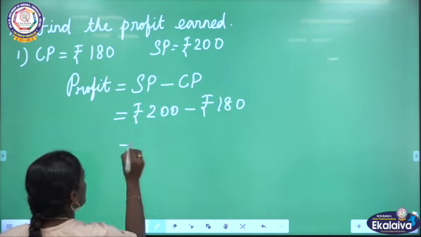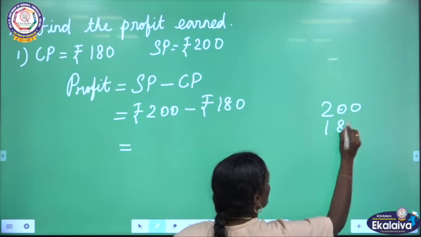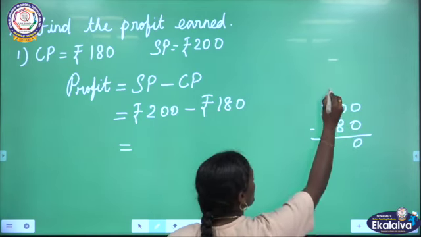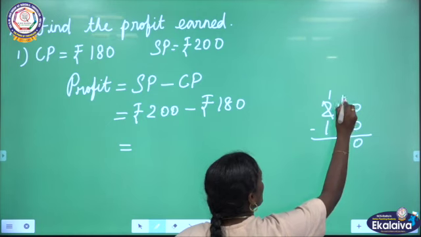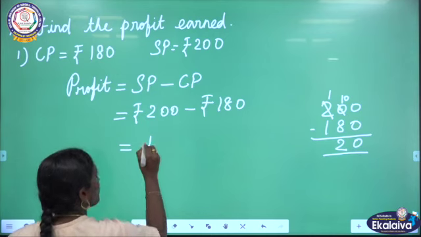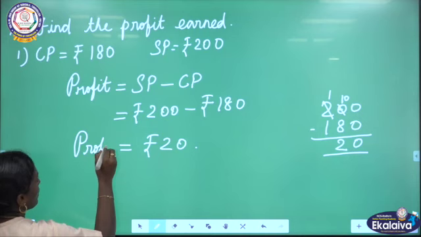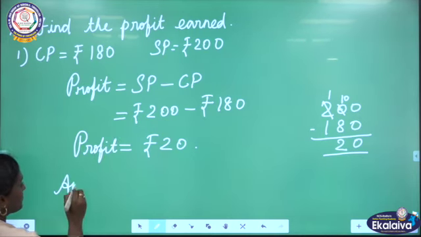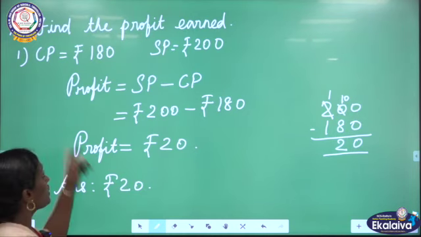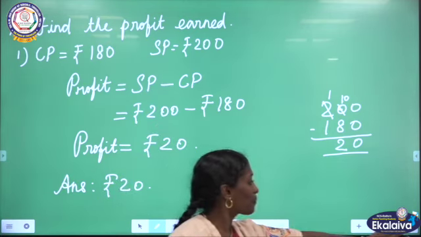Now we have to subtract these two numbers. Here 200 minus 180. Here 0 minus 8 we can't subtract, so we have to borrow 1. This 0 will become 10. 10 minus 8, 2, 1 minus 1, 0. So, that is rupees 20. So, profit amount is equal to rupees 20. Is it clear, children? This is the formula to find the profit, selling price minus cost price.